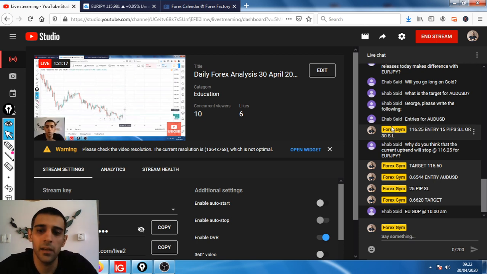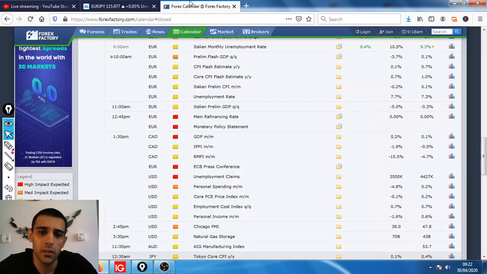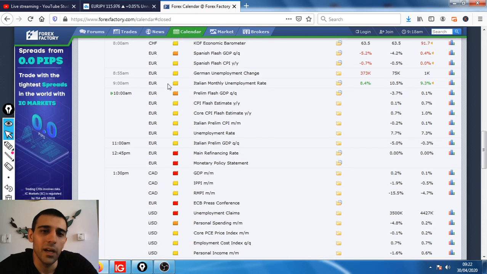GDP at 10 a.m.? No, I don't think this one is going to have an impact. Maybe slightly, maybe a couple of pips. The main ones are the red ones. That's where I look, the main red ones. I don't even look at the yellow, definitely not. Those have very mild to no effect. But anything highlighted in red has higher impact.